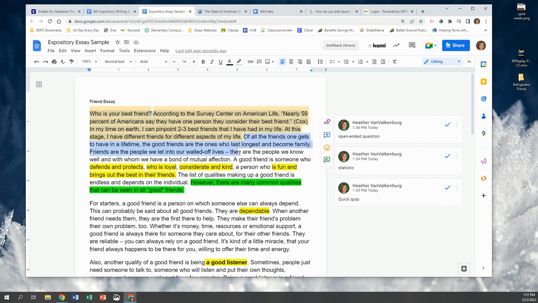Then you can see the rest of the introduction is similar to it was in the draft. What I've done right here is I've highlighted in yellow what my subtopics are going to be, or some details that make up a good friend. A good friend is someone who defends and protects, who is loyal, considerate, and kind, a person who is fun and brings out the best in their friends. And here, highlighted in green, this is the claim or the topic sentence. However, there are many common qualities that can be seen in all good friends. And that is my introduction paragraph. Okay, so I'm pretty happy with it. I hope you like it too.